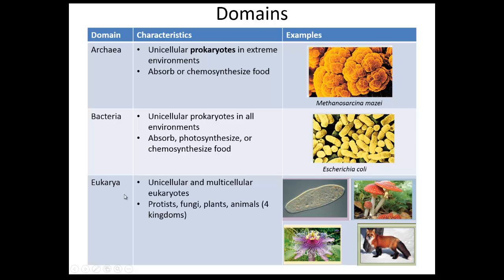The eukarya is the largest domain, contains all of the organisms. Some are single-celled, like this paramecium. Others are multicellular, but they are eukaryotes. We call them eukarya because they do contain a nucleus and membrane-bound organelles.